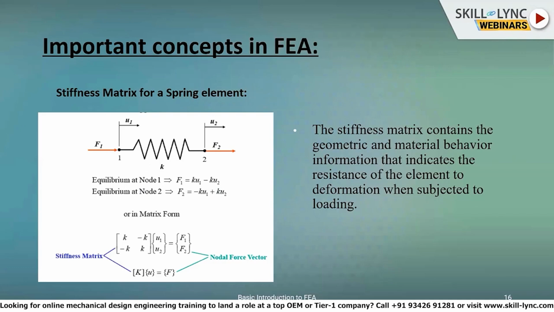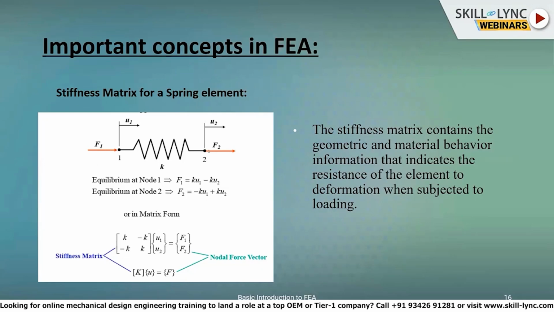Here I want to explain what a stiffness matrix is, and how the stiffness matrix is going to solve your equation. Let's consider this is a spring. The stiffness matrix contains the geometry and material behavior information that indicates the resistance of the element to deformation when subjected to loading. Here I want to explain how we form the stiffness matrix.